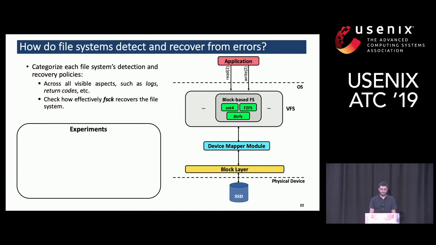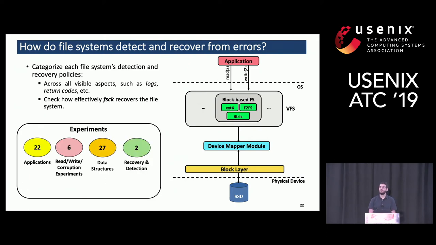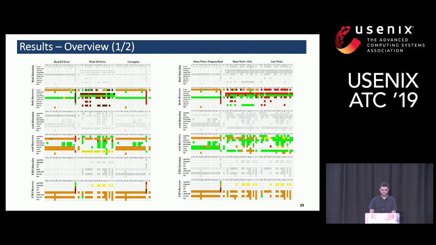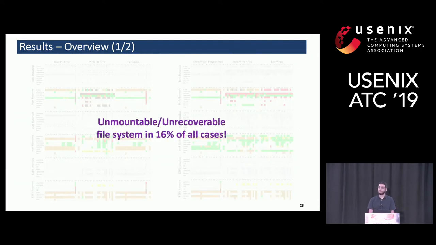In our experiments, we considered different applications, data structures, and modes, exploring over 7,000 test cases in total. This is a complete view of all our results. In the remainder of the presentation, we will focus on each file system in detail and present the most important findings for each one of them. But as a general observation, we would like to point out that in 16% of all these cases, the file system became completely unmountable or completely unrecoverable by the corresponding system checker.